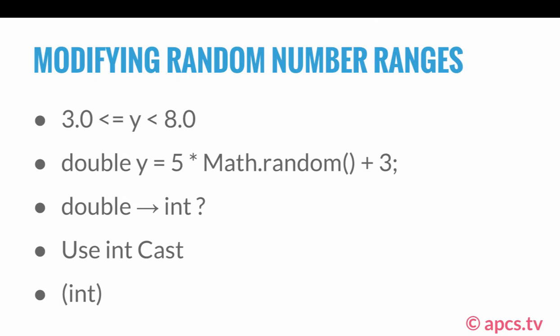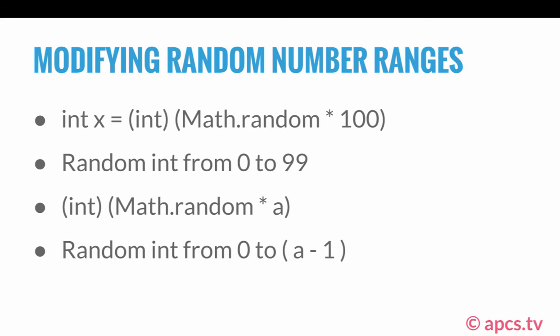And keep in mind that Math.random usually returns a double value. So oftentimes we may need to get an integer value instead. And that's where the integer cast comes in. It's simply int in parentheses put before whatever the double value is, and we've actually taken a look at this earlier in the course. So for example, let's say that we wanted an integer variable x, and let's say that it would generate a random integer from 0 to 99.